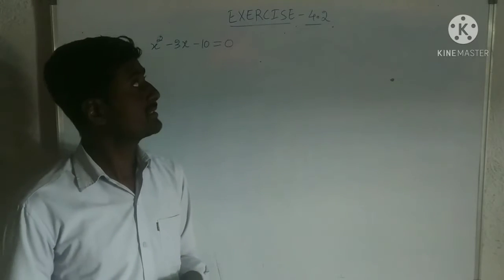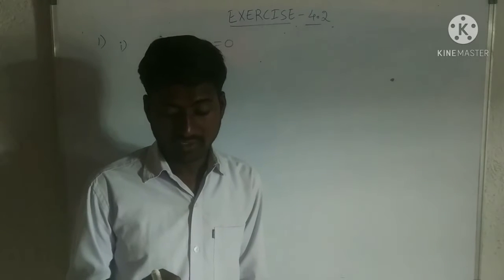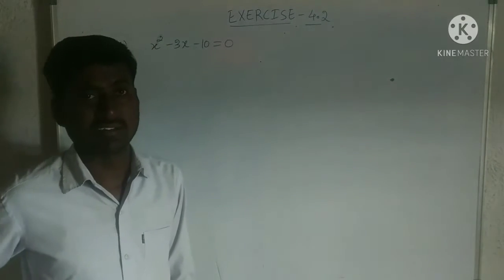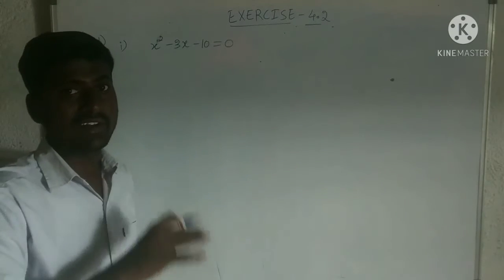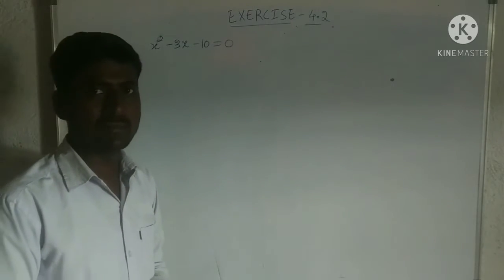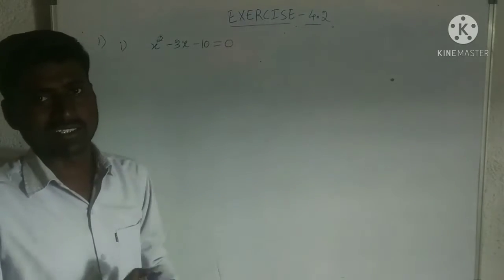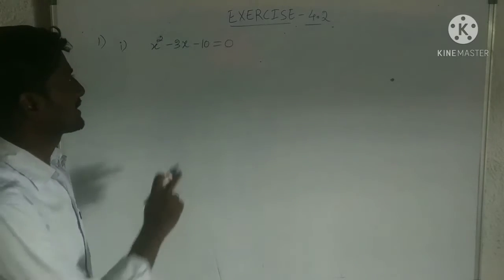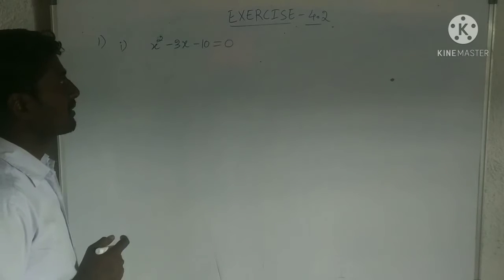Let us start exercise 4.2. In that, the first question: find the roots of the following quadratic equations by factorization. Roots means the solution of a quadratic equation, that too by the factorization method. We already solved two examples, so we know how to solve a quadratic equation by factorization. Let us solve the first one: x square minus 3x minus 10 equal to 0.